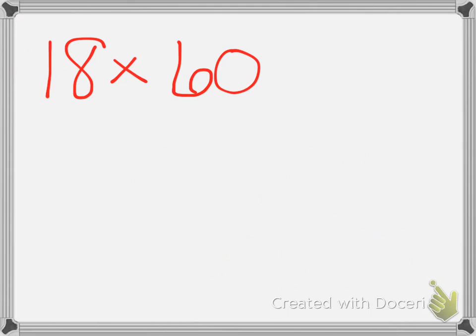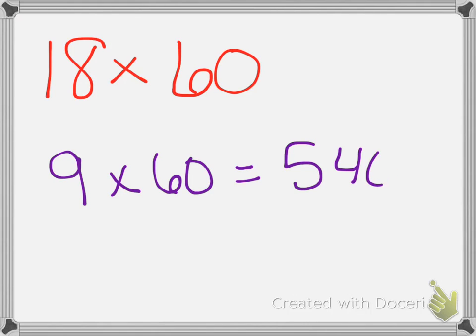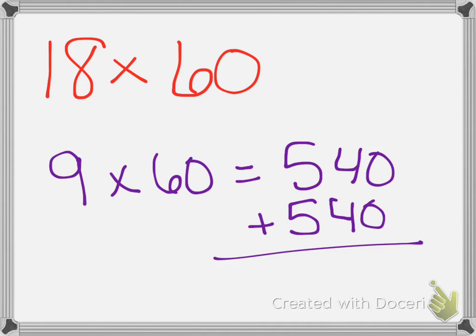One more example of halving and doubling. Half of 18 would be 9. Then you'll do 9 times 60, which equals 540. And then you double that to be able to get the product without actually having to go through and do all of the work.